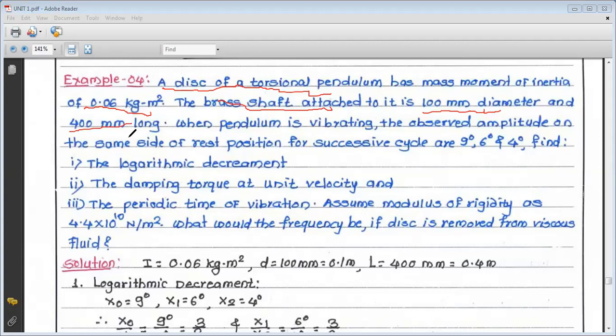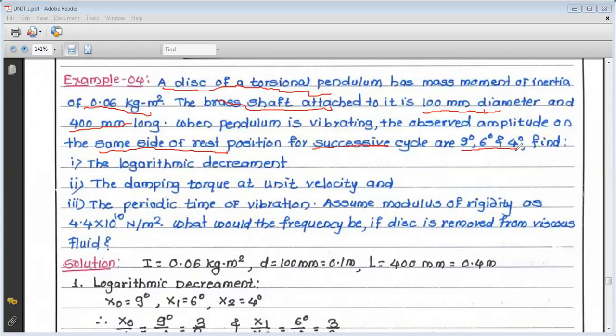Now when the pendulum is vibrating, it is observed that on the same side of the rest position, in linear vibration we can say it is x1, x2, x3. So I will put the same values but in degrees. The observed amplitudes on the same side of the rest position for successive cycles are 9 degree, 6 degree and 4 degree. These are the three successive amplitudes, because it is torsional vibration.